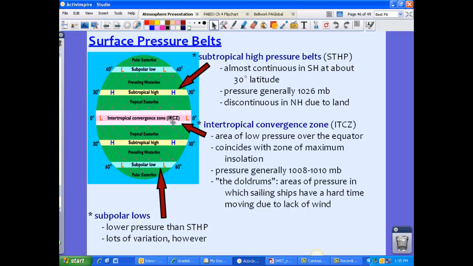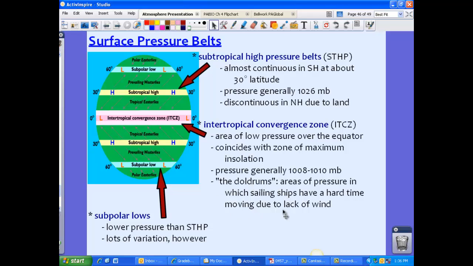Our second pressure belt that is kind of important is called the Intertropical Convergence Zone. Now, you'll understand why it's called the convergence zone in the next slide. But this is an area of low pressure that sits over the equator, and it coincides with the zone of maximum insolation. So we're getting the most insolation on Earth at this particular location. The pressure generally is between 1008 and 1010 millibars. So it is going on the lower side.